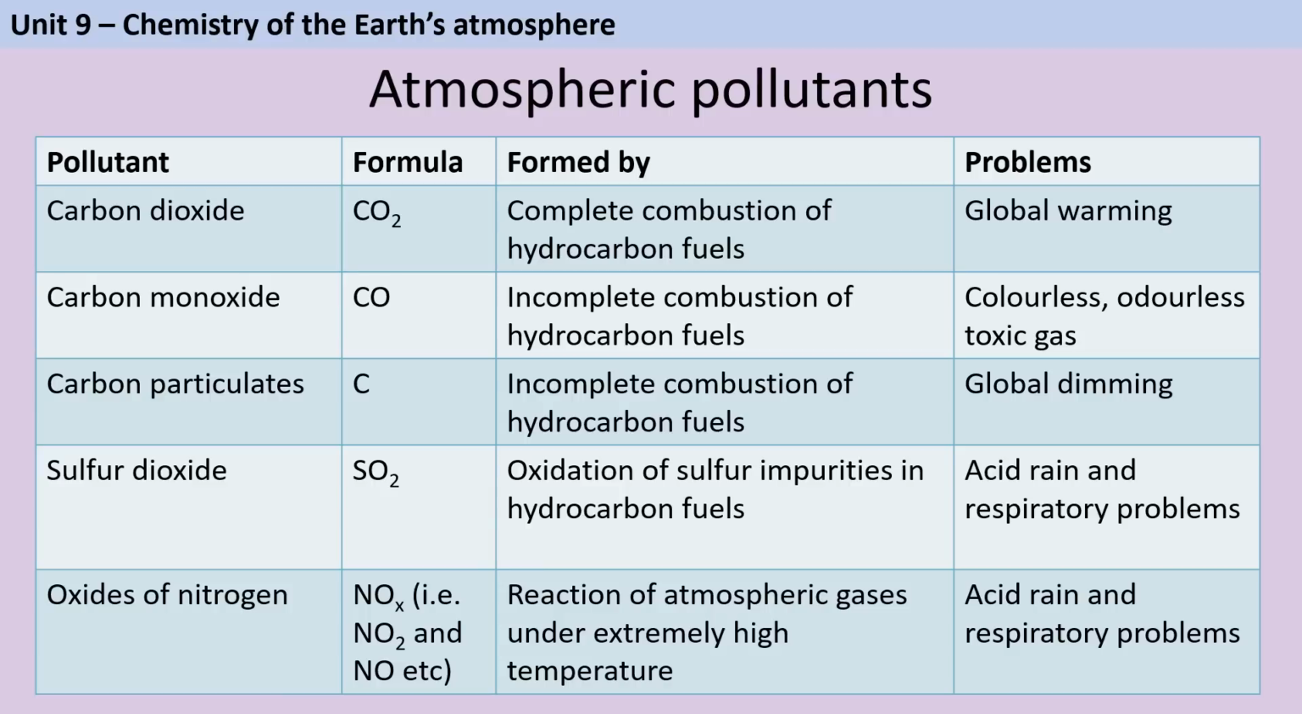Carbon monoxide is a toxic gas which stops your red blood cells from working properly, and carbon particulates cause a phenomenon called global dimming, which literally means the sky is getting darker and less light is getting to Earth.